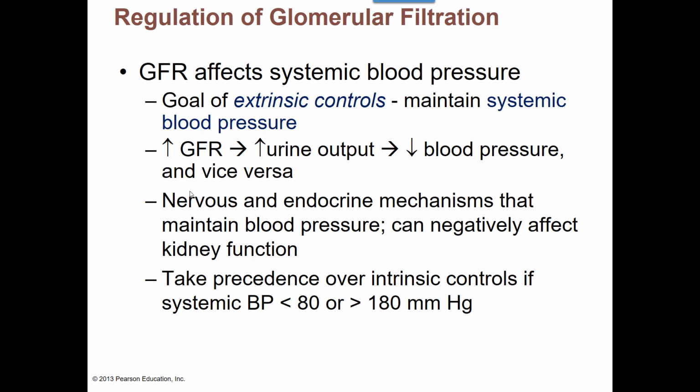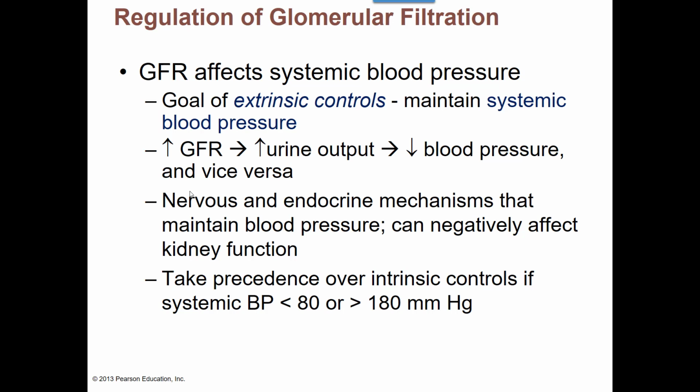If your glomerular filtration rate goes up, that's going to increase urine output, which means you're going to have blood volume go down. And when blood volume goes down, blood pressure goes down, and vice versa. And so if your blood pressure is rising, you're going to increase urine output, and you're going to bring that blood pressure right back down. It's the same basic idea.